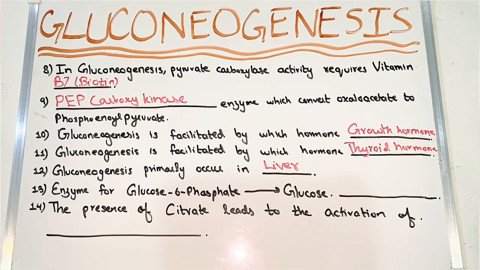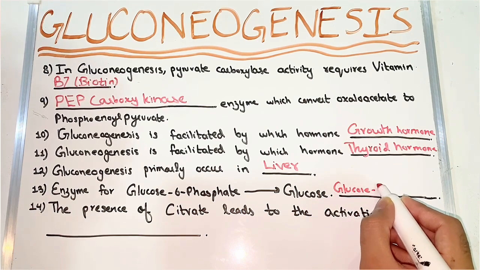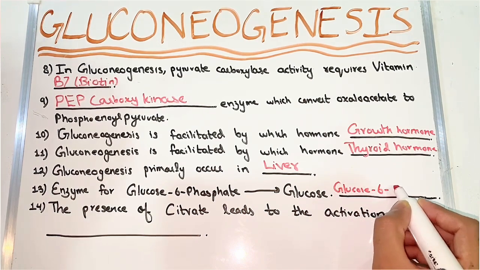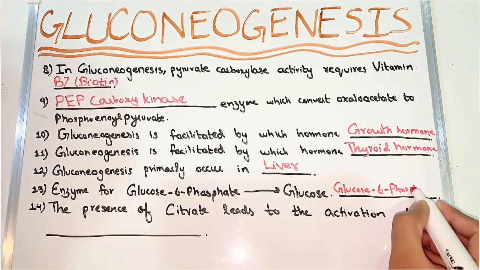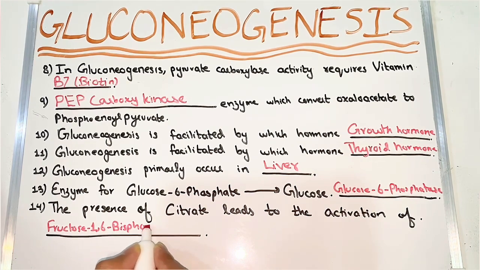The 13th question is, the enzyme that converts glucose 6-phosphate to glucose. It is mainly the last irreversible step of gluconeogenesis, and the enzyme is glucose 6-phosphatase. The last question is, the presence of citrate leads to activation of. It is also a kind of fructose 1,6-bisphosphatase question, because when there is more citrate, more gluconeogenesis happens, because there will be less glycolysis, because citrate and acetyl-CoA and ATP production is increased. So the fructose 1,6-bisphosphatase activation will happen.